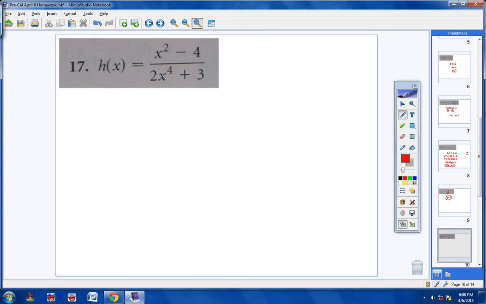Okay, number 17. Whenever the degree in the numerator is smaller than the degree in the denominator, then you have a horizontal asymptote at y equals 0. Just like that. Okay, moving on.